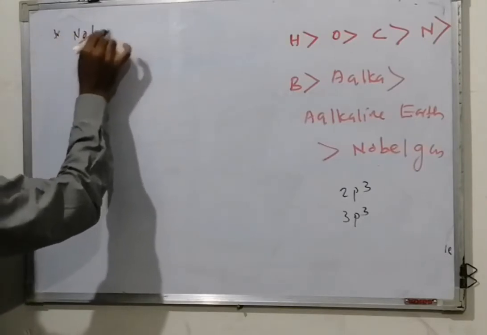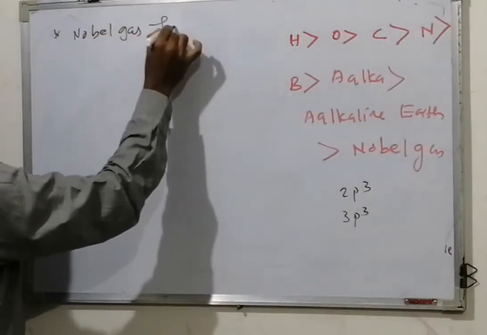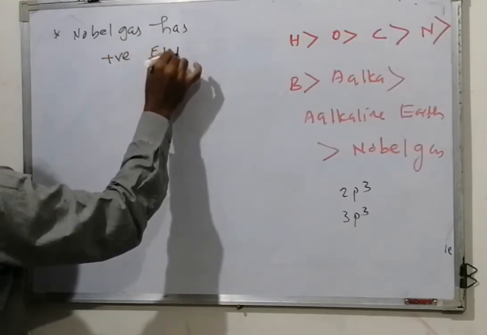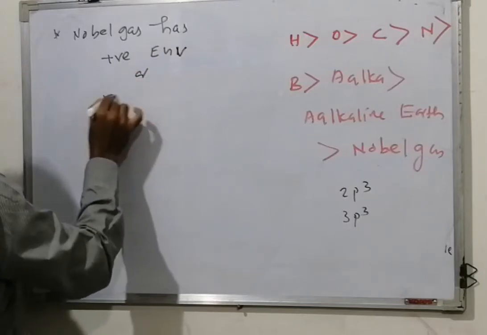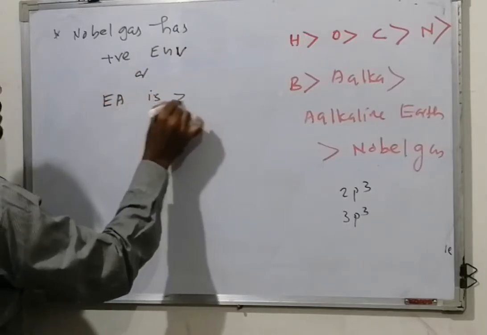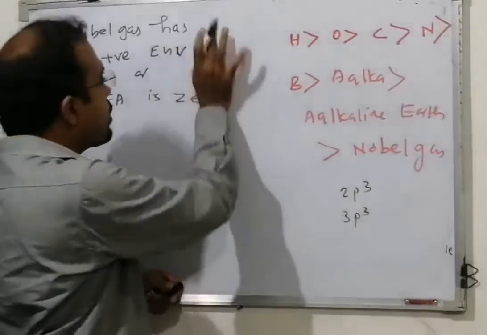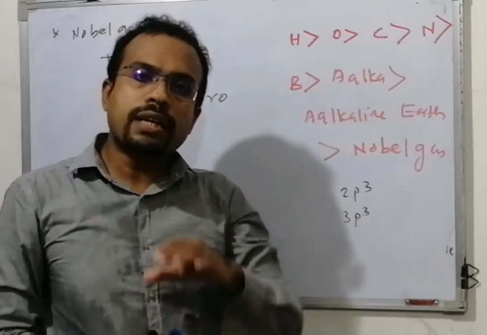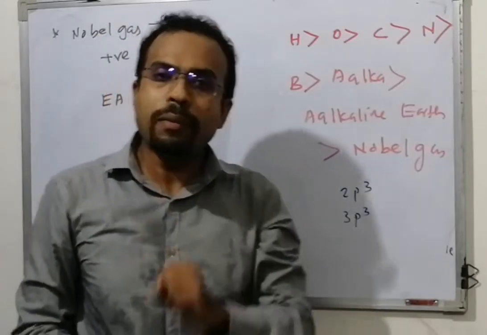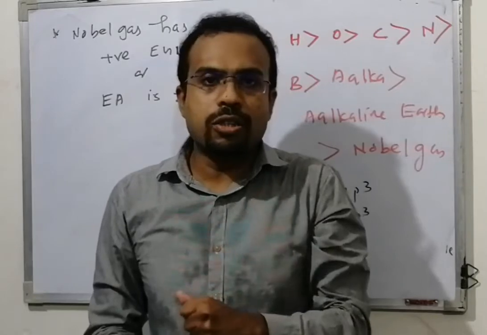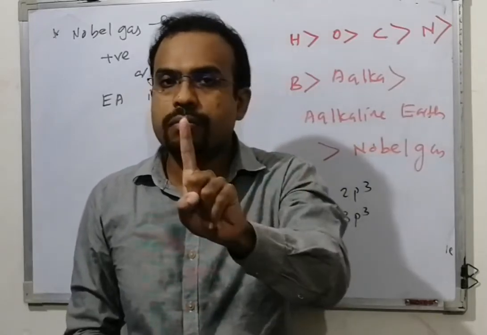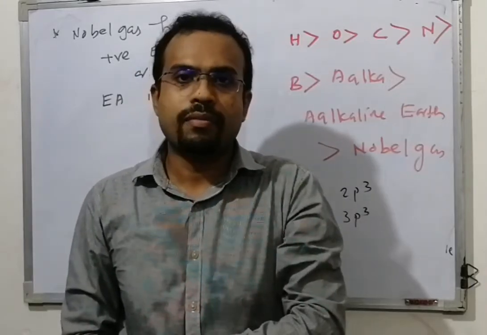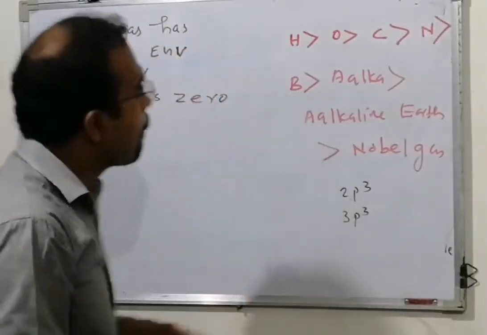Noble gas has positive electron gain enthalpy value, or its electron affinity is zero. They have no tendency to attract the electrons. Therefore, its electron gain enthalpy is positive. What is the meaning? They will not receive the electron and will not give you the energy back. That is the reason. Okay.